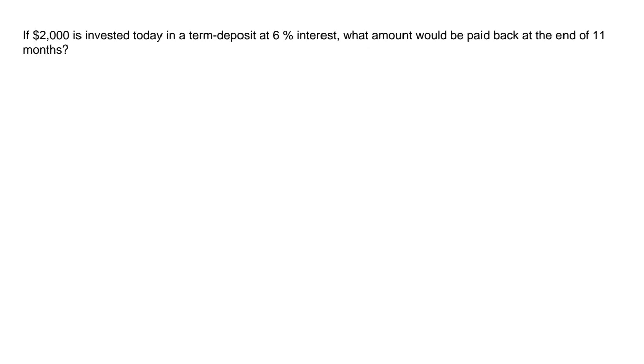So let's look at this one. If we have 2,000, it's invested today. So $2,000 is invested, so that's our principal. At a term deposit at 6% interest, so let's convert that to a decimal right away. That's our rate. What amount would be paid back at the end of 11 months? So we want to find amount. And here, if you notice, in all the other questions, we were given years. So in this case, we're given 11 months.